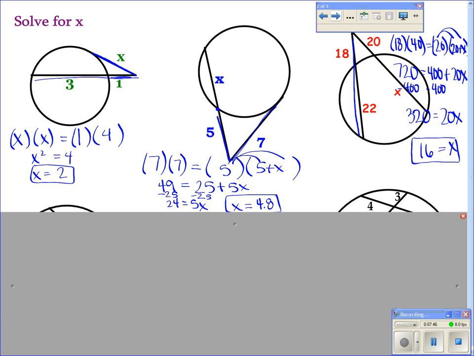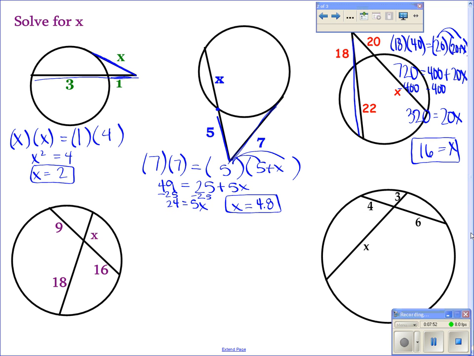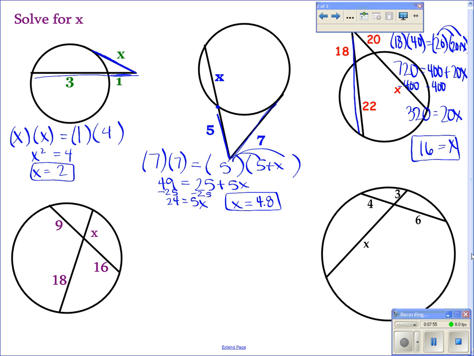Questions on the setup or anything else? Okay, last two. These are similar to each other because they both have the segments completely inside the circle. Remember, there's no adding involved on these. We just take the 9 times 16 and we set it equal to 18 times x. So what is 9 times 16? Divide by 18.